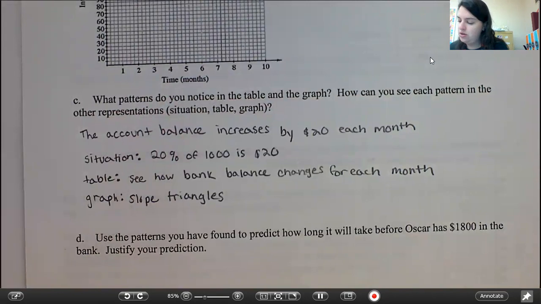D says, use the patterns you have found to predict how long it will take before Oscar has $1,800 in the bank. Justify your prediction. So go ahead and make your prediction.